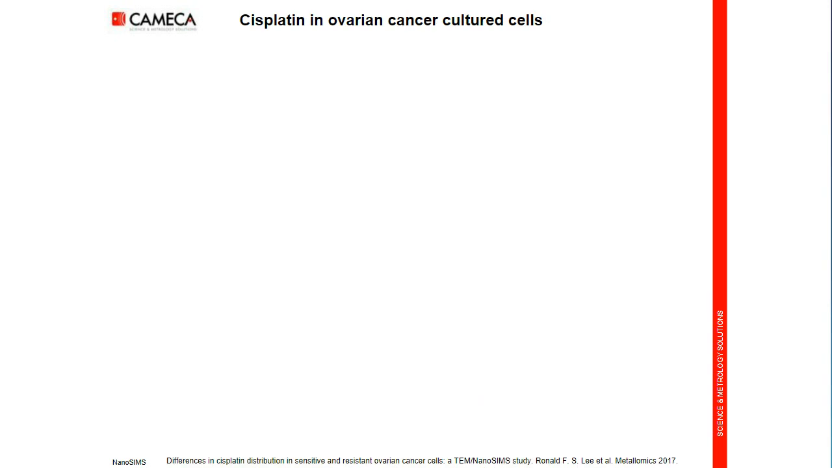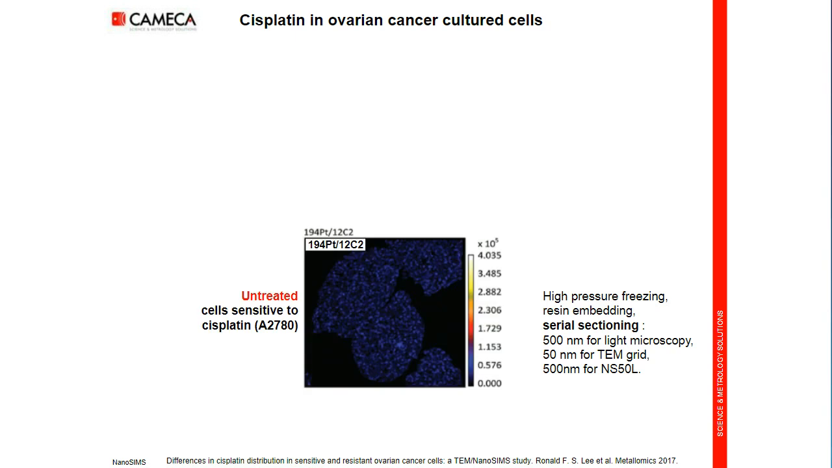Let's now illustrate the capabilities of the NanoSIMS in pharmacology and cancer research. For this, we'll use an article by Ronald Lee in Metallomics 2017. In this article, ovarian cancer cells were cultured, then fixed by high pressure freezing, then embedded with resin, and finally microtomed to serial sections: thicker sections for light microscopy and for NanoSIMS, and thinner sections for TEM. So here you see an untreated sample of a cell line sensitive to cisplatin, the A2780.